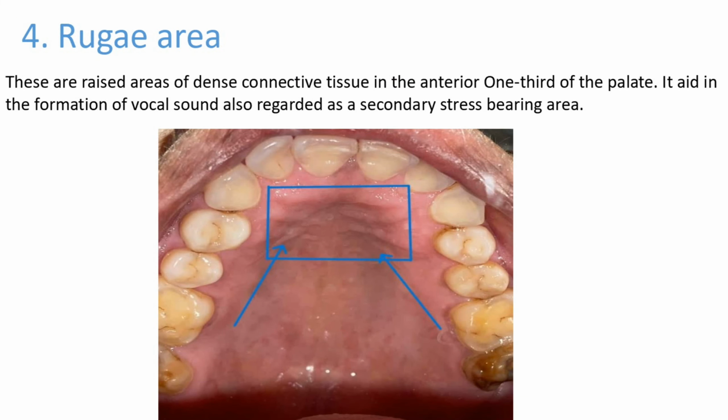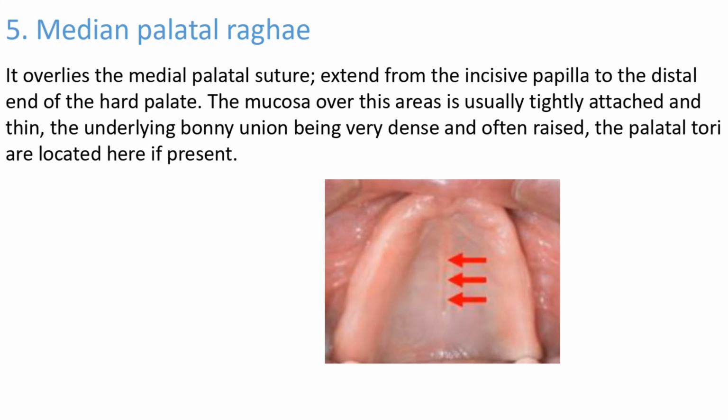4. Rugae area. These are raised areas of dense connective tissue in the anterior one-third of the palate. They aid in the formation of vocal sound and are also regarded as a secondary stress-bearing area. 5. Median palatal raphe. It overlays the median palatal suture and extends from the incisive papilla to the distal end of the hard palate. The mucosa over this area is usually tightly attached and thin, the underlying bony union being very dense and often raised. The palatal tori are located here if present.